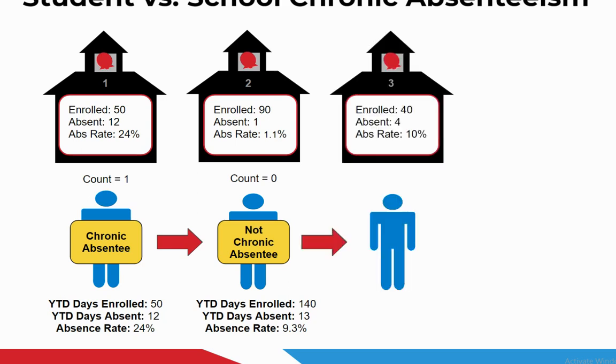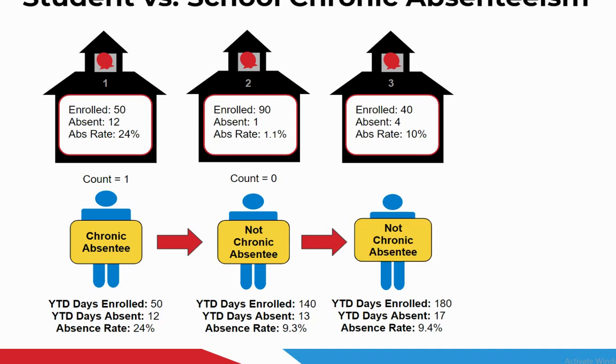They're enrolled for 40 days and absent 4 of those days. School 3 absence rate is right at 10%. At the end of the year, the student has been enrolled for a total of 180 days and absent 17 days, which puts them at a 9.4% absence rate. The student does not end the year a chronic absentee.